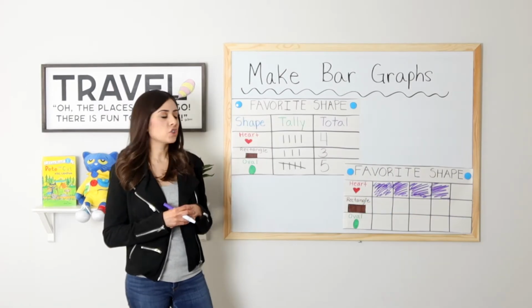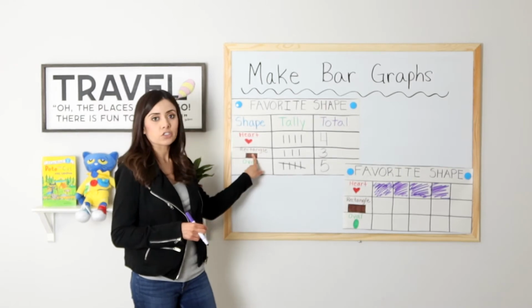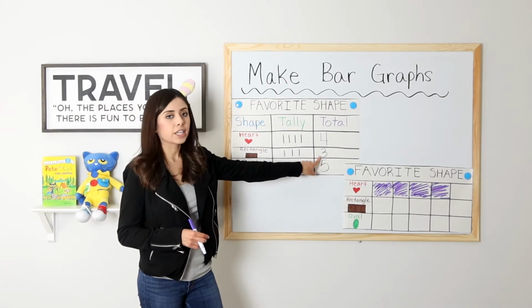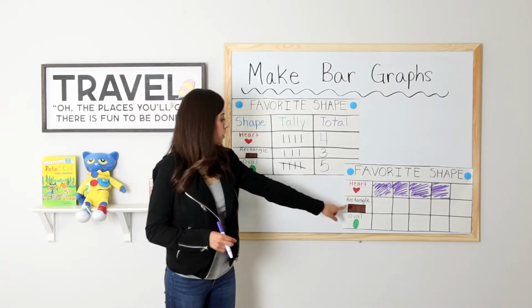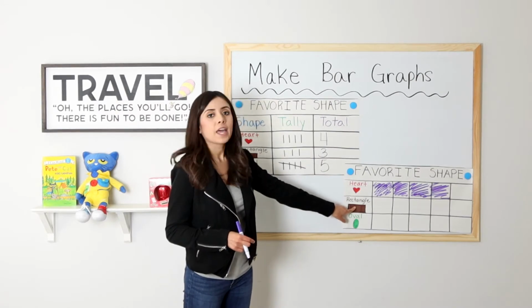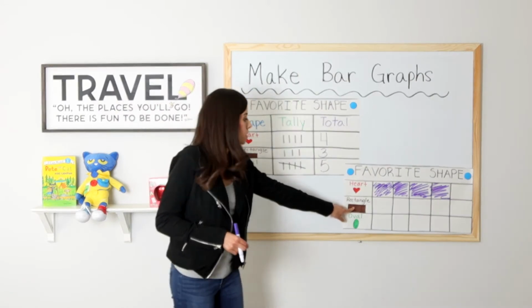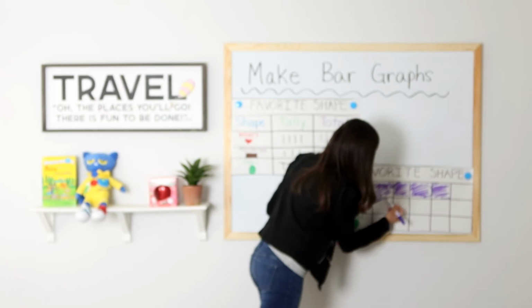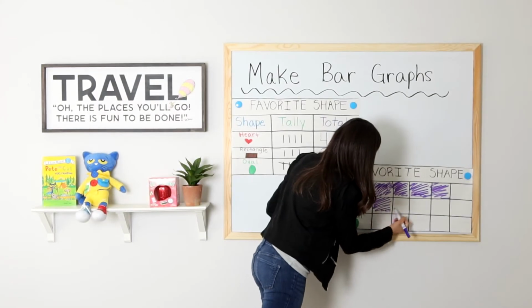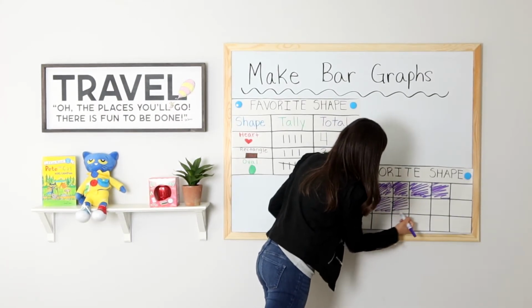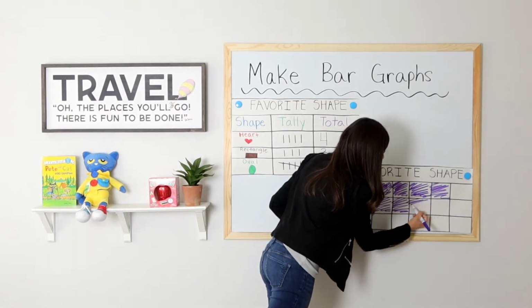How many students chose a rectangle as their favorite shape? 3. So I will come down to my bar graph where I see my rectangle and color in 3 squares. 1, 2, 3.